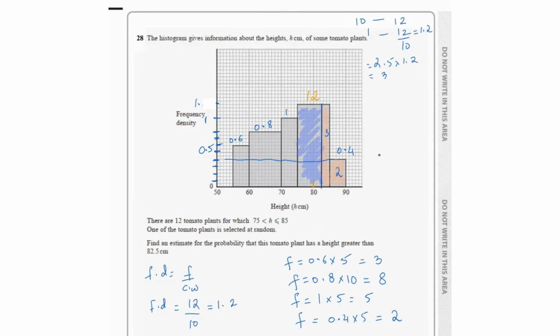So the probability is going to be 5 out of the total. So we add these up: 3 plus 8 plus 5 plus 2 plus 12. That is going to be 30. So 5 out of 30 is 1 over 6. That is the estimate for the probability that this tomato plant has a height greater than 82.5 centimeters.